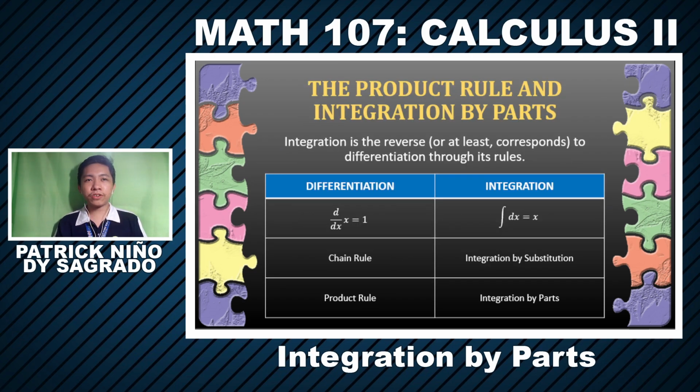So the product rule and integration by parts is, as mentioned by Mr. Tohong earlier, the reverse, or at least corresponds to the differentiation of the product rule. So for the basic rules, for example, the derivative of x is equal to 1, and the integral of dx is equal to x. Those are just the same, and all of the basic rules are just reversible. For the differentiation chain rule, we have the integration by substitution.